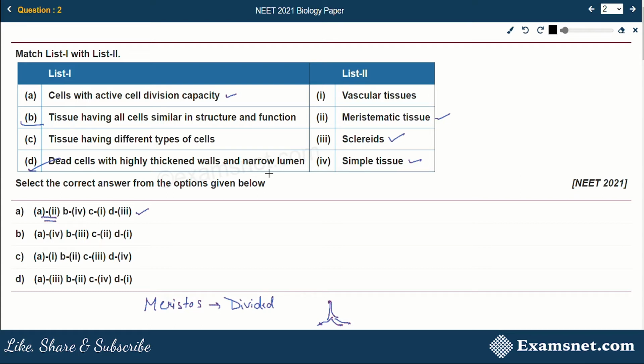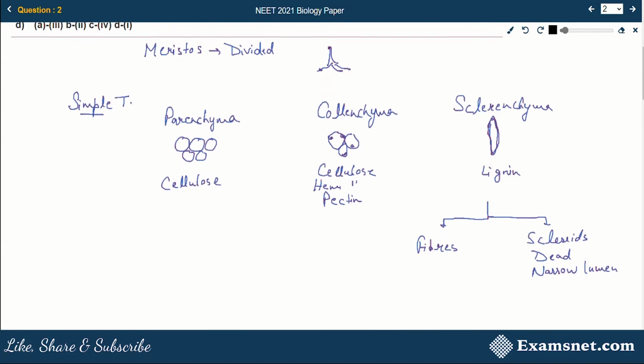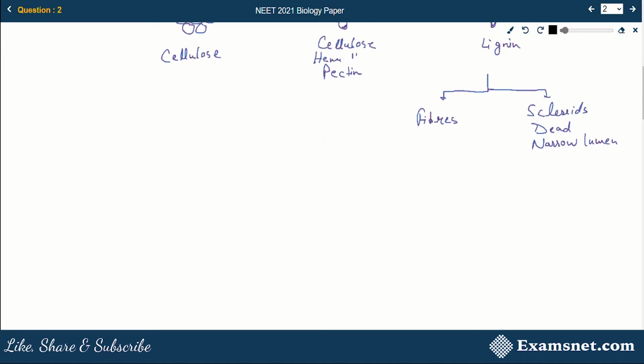Now what is left? Option C. So tissues having different types of cells. These are basically complex tissues and they are also known as vascular tissues. Okay, and vascular tissues are composed of two types of vascular bundles, xylem and phloem. Xylem is used to transfer water and minerals, whereas phloem is used to transfer food. Okay, so this was the explanation for this question.